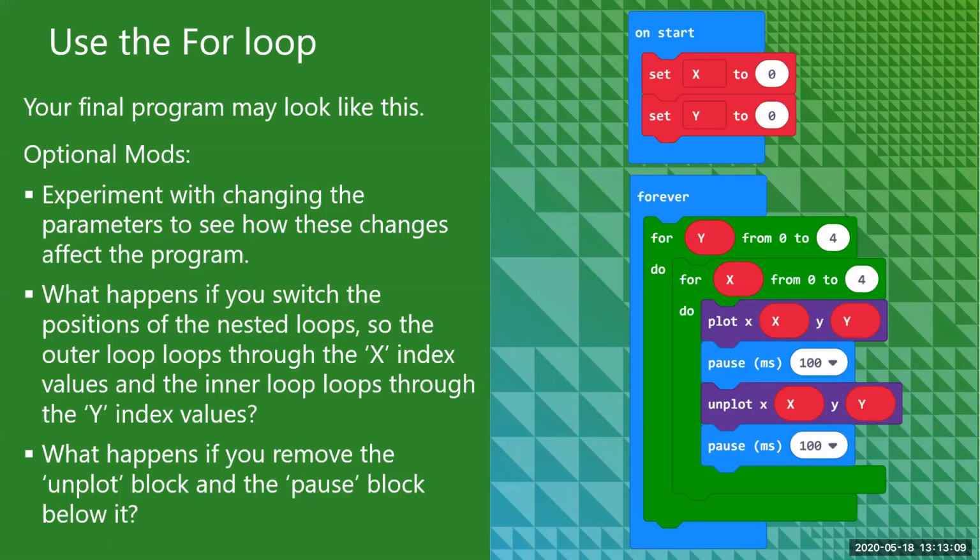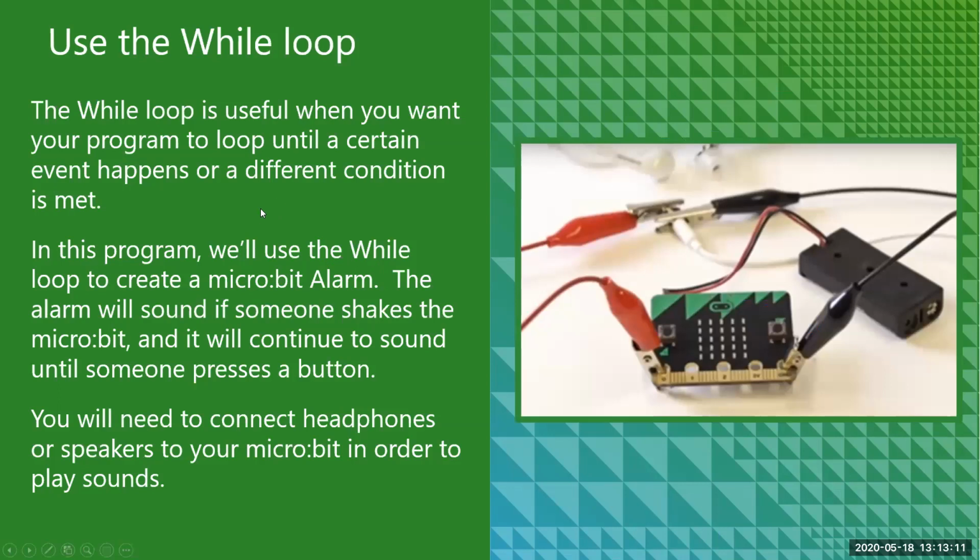So now we're going to do one more program. This one's very quick and easy. We're going to use the while loop. So the advantage of the while loop is it will repeat while a certain condition is true. That's why it's called a while loop. In this case, we're going to use a while loop to create an alarm.